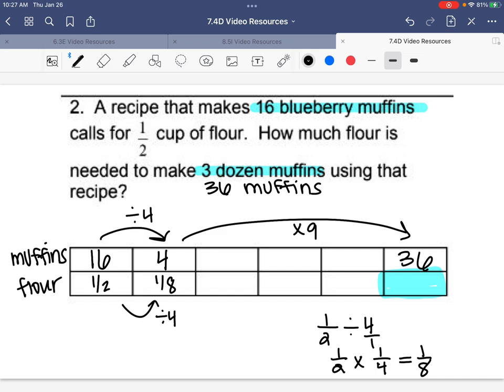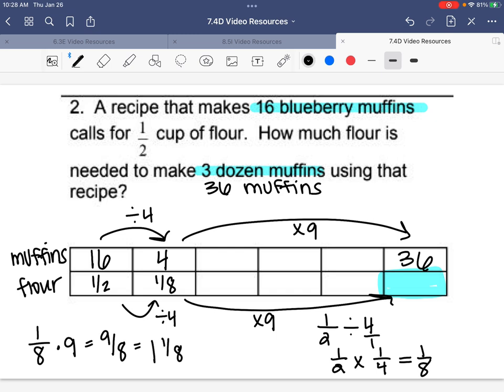But now I want to scale up by 9. So I need to know what 1/8 times 9 is. Well, 9 times 1/8, or 9 groups of 1/8, is equal to 9/8, which is improper and will decompose into 1 whole and an extra 1/8. So it takes 1 whole cup of flour and an 1/8 cup of flour to make 3 dozen muffins.